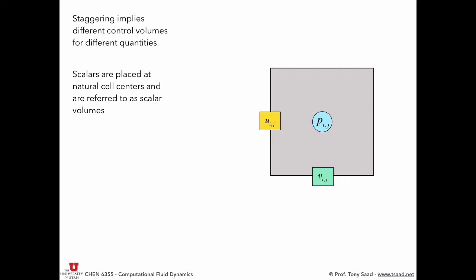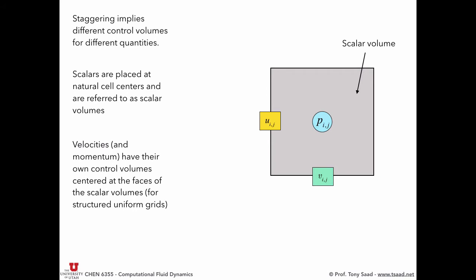Right? So take the u velocity equation. We're going to do an integral over the surface. What surface? Which volume? Is it this volume? No, it's not going to be that volume. It's going to be a different volume for the velocity. I'll show you. This is called the scalar volume, the natural volume when you discretize the grid. Then the velocities and momentum have their own control volumes, which in this case are centered around the velocities.